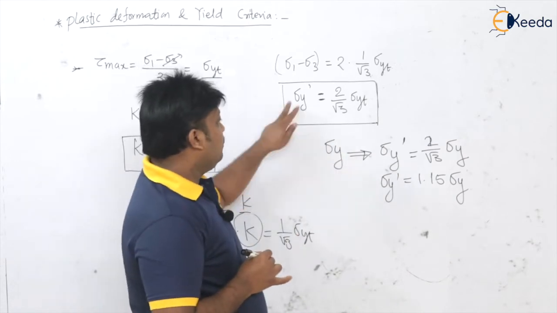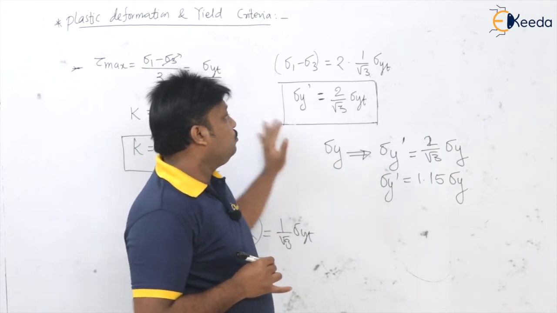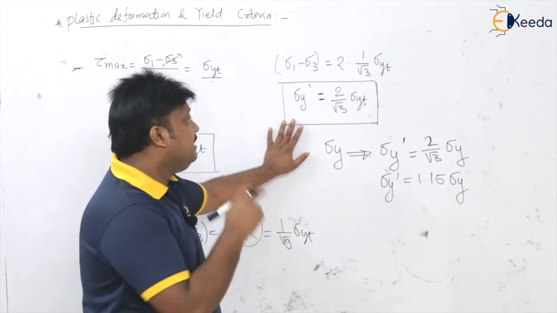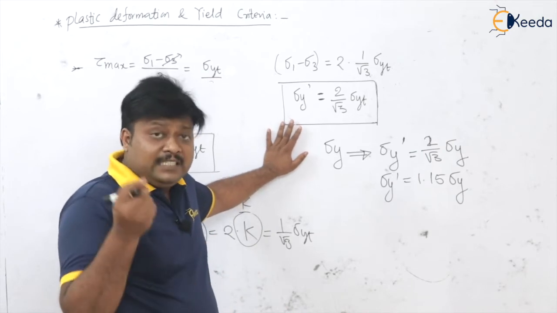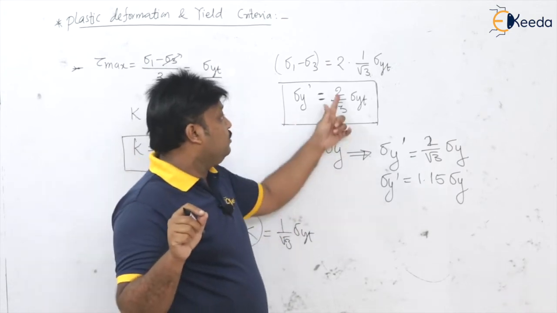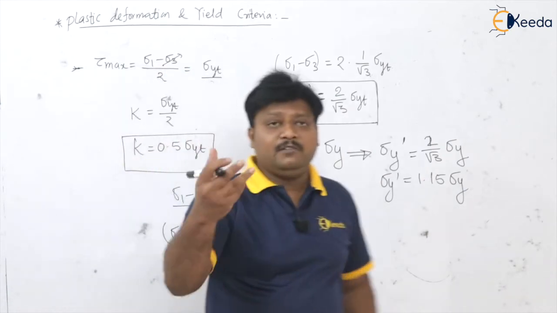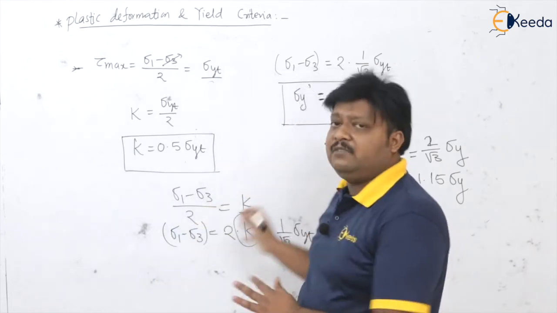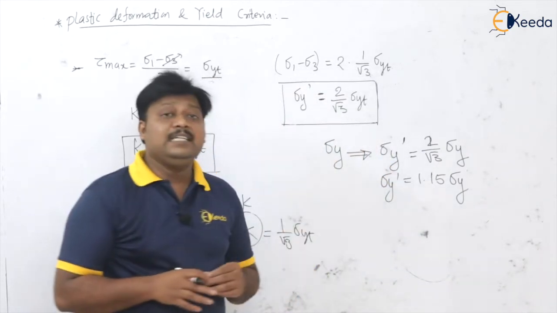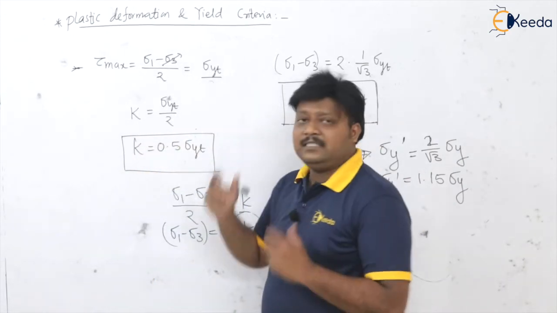So please remember, whenever the plane strain condition is there, we have to replace this yield strength by sigma y dash, which is equal to 2 by root 3 times sigma yt. This yt is very important when we are going to do the force calculation. In case of the rolling operation, sigma y gets replaced by 2 by root 3 times sigma yt. We will discuss that in the rolling operation, where it is needed. So this is plastic deformation and yield criteria. It is very important, and many times we get questions based on this. Let us discuss some questions on this.